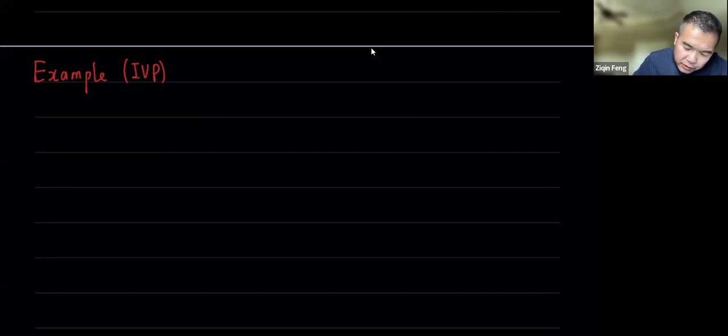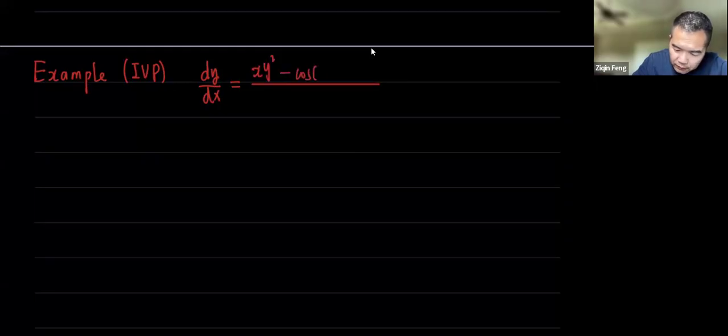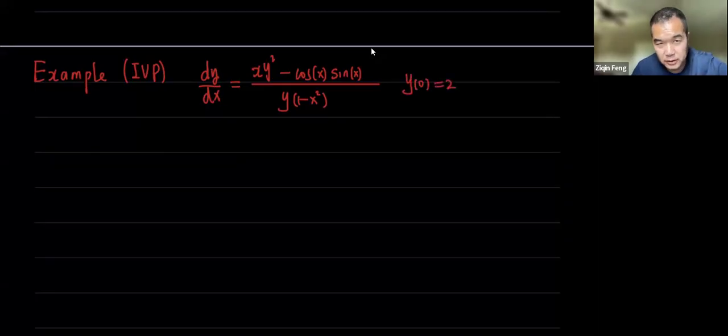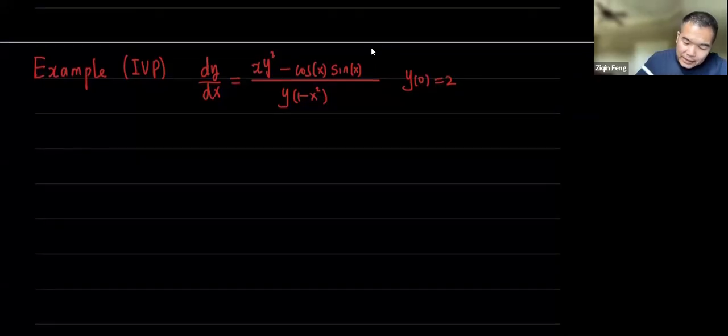So we are given the differential equation, dy over dx equal to xy squared minus cosine of x sine of x, over y times 1 minus x squared. We also know that y of 0 equal to 2, right? We are looking for what is a function y, right? So that's basically it. So clearly, this is not a standard form of differential, what's that called? Exact equation, right?